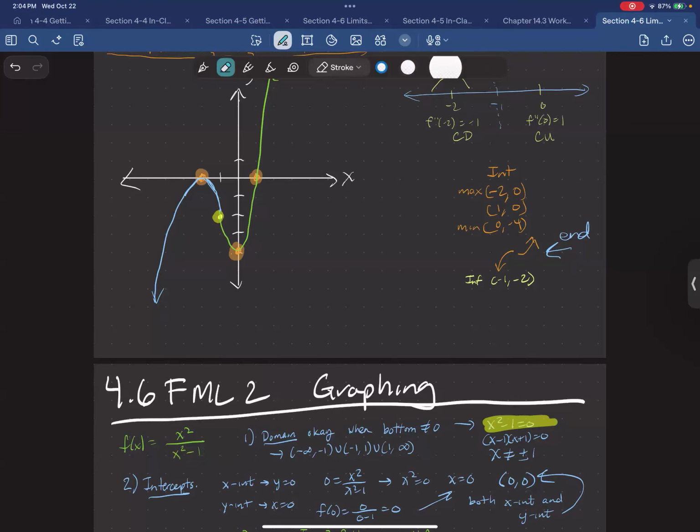So we have our domain of, this is the official way of writing it in interval notation, okay?